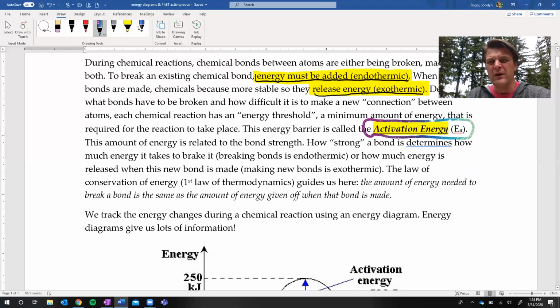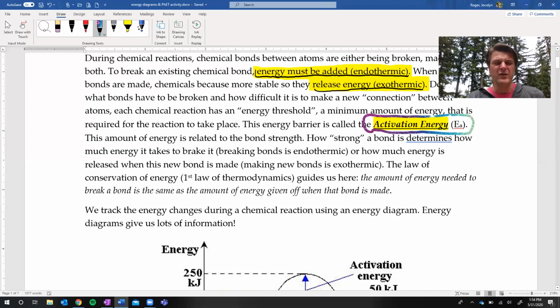Now remember also that there is a law, which is the law of conservation of energy, the first law of thermodynamics, right? So the energy doesn't disappear and doesn't appear out of nowhere in a chemical reaction, right? We're always in the context of a chemical reaction here.